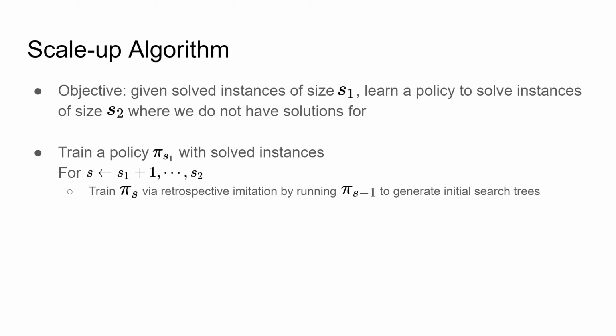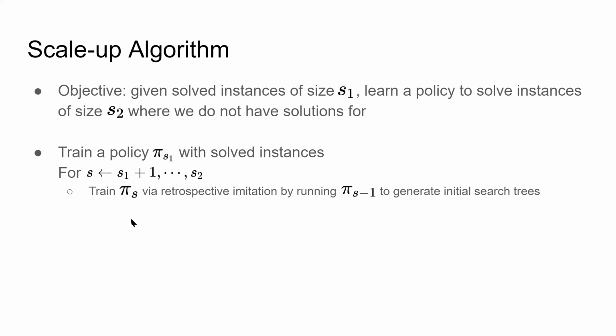Which is a very practical issue in terms of our objective. We have some solved instances, with potential optimality, of size S1, but I'm really interested in learning a policy that can solve instances of size S2, which is larger than S1. And because of which we cannot really gather any existing solutions for it. And retrospective imitation provides a very simple way to scale up.